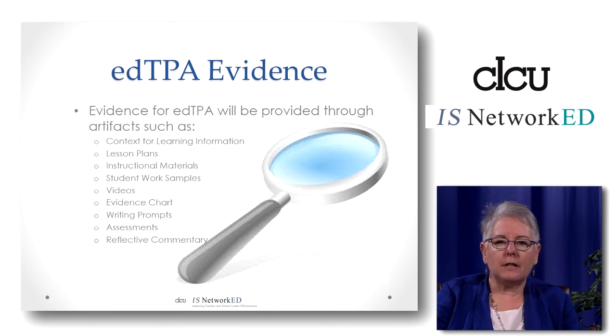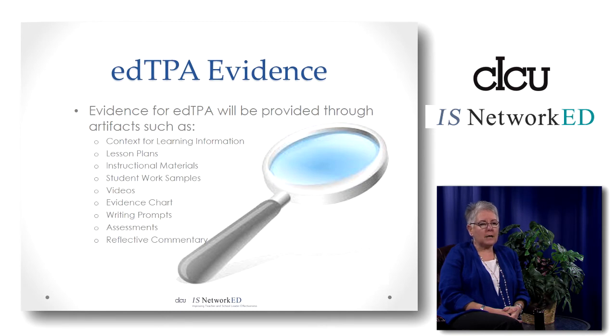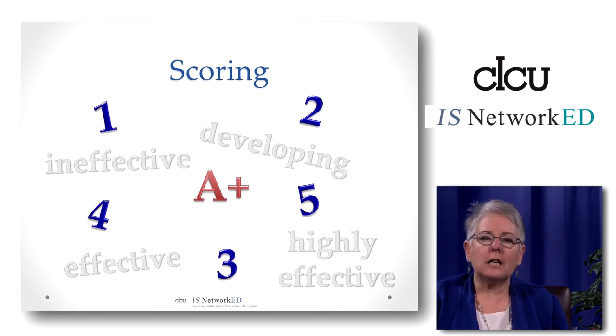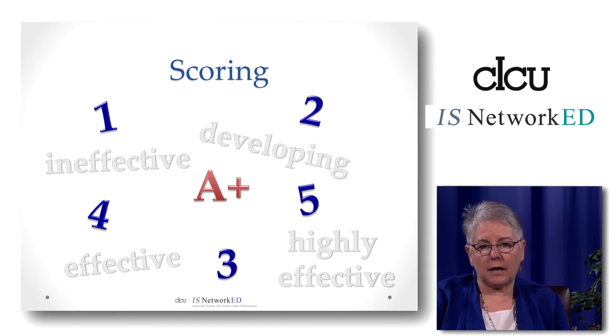Candidates will gather evidence to submit to edTPA in many forms. Much of it will be written, including plans, instructional materials, prompts, or reflective commentary, although videos will also be used to assess evidence. Each edTPA task requirement, written or video, will be scored by multiple rubrics aligned to a 5-point range. Just as teachers in the field will be scored on rubrics through the APPR process, which typically reflect a 4-point rubric score, using terms from ineffective to highly effective.